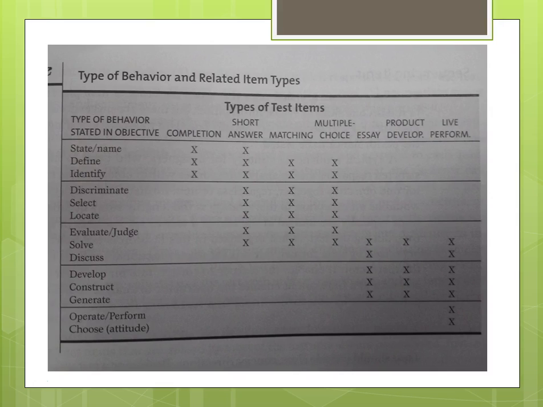So this is just a summary of types of test items. So if you're using define or select or solve, you can see the best types of questions to do. If you're going to look at the bottom, operate or perform, well, you're actually going to want to do it. That would be difficult to do in a short answer. You probably couldn't do it, or matching. So it's important that you match up the skills with the appropriate test type items.